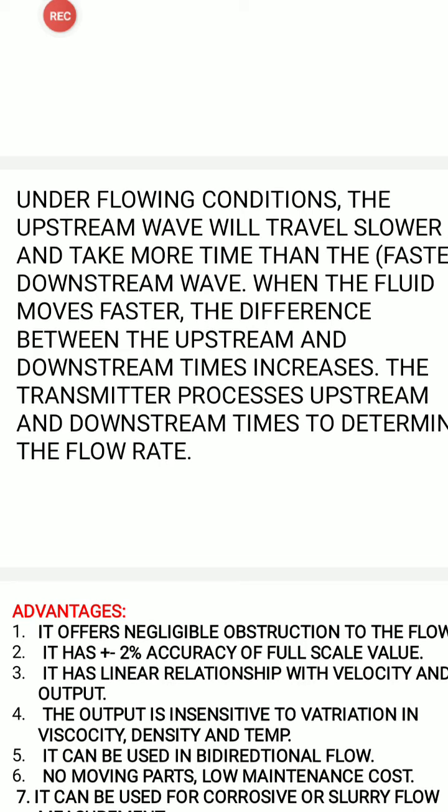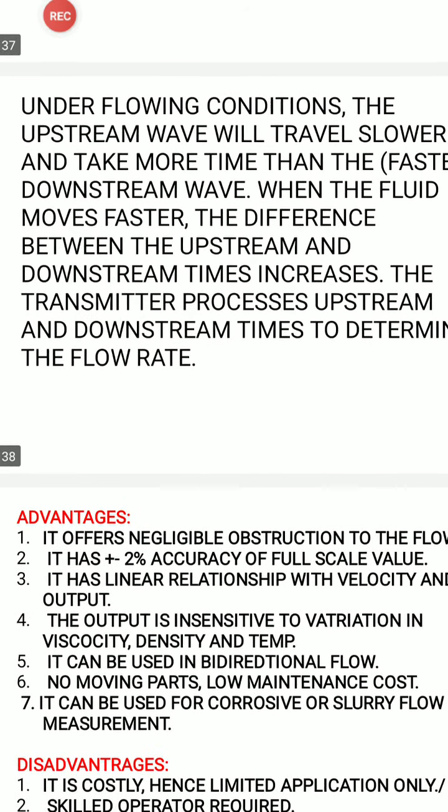When the fluid moves faster, the difference between the upstream and downstream time increases because it causes more resistance to penetrate or to transmit the waves. The transmitter processes upstream and downstream times to determine the flow rate. So, what is the working principle or the logic behind this description given here?